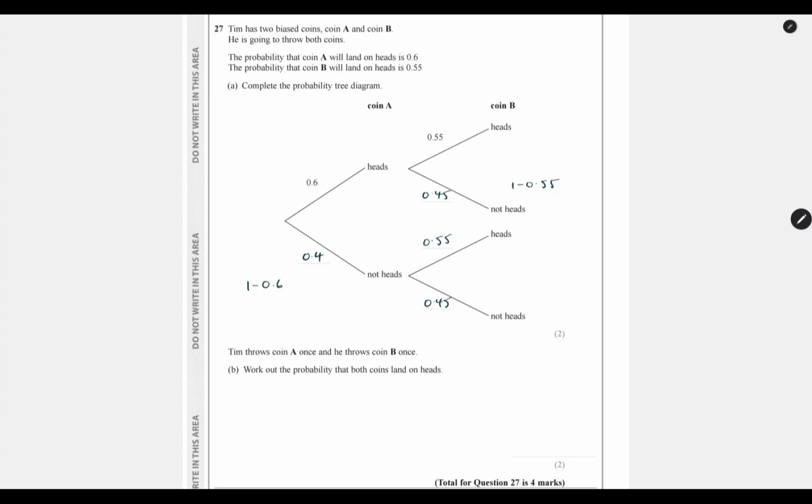Tim throws coin A once and he throws coin B once. Work out the probability that both coins land on heads. So the probability that coin A lands on heads is here, and the probability that coin B lands on heads is here. As it's asking for both coins, we're dealing with AND probability, and AND means multiply. So we know that 0.6 multiplied by 0.55 is equal to 0.33. And that's the probability that both coins land on heads.